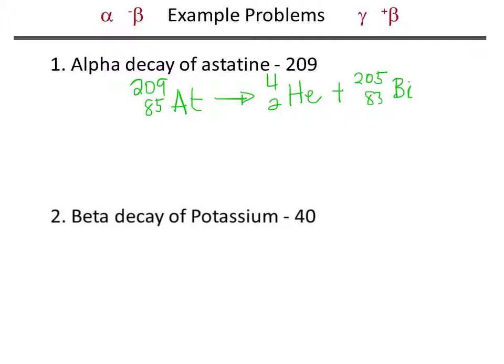Let's look at the beta decay of potassium. Potassium has an atomic mass of 40, K, and the atomic number is 19. If we go through a beta decay, which is 0, -1 e, we gain a proton and keep the mass, and our new element is calcium.